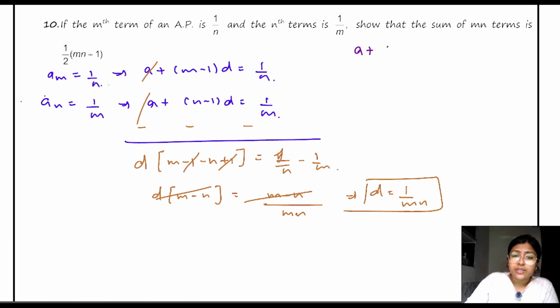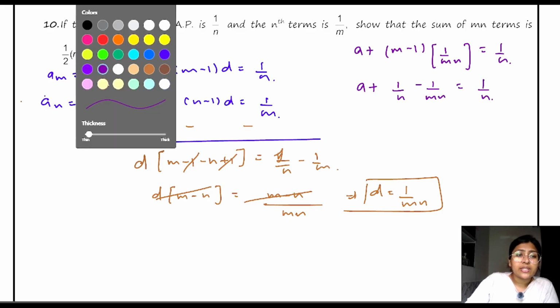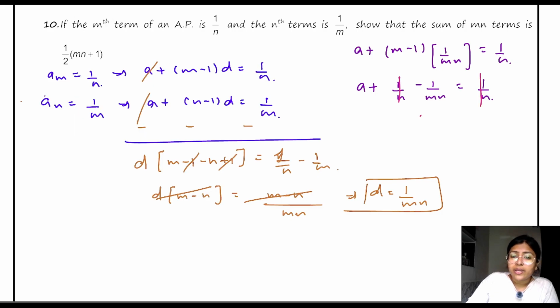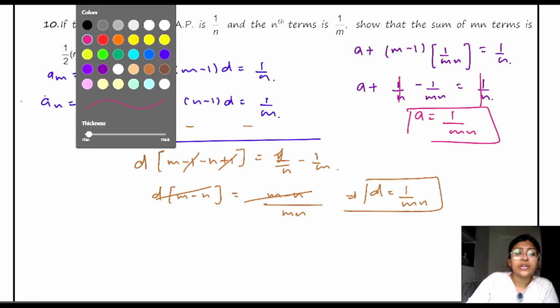So a plus (m minus 1) into d, which is 1 by mn, is equal to 1 by n. So a plus 1 by n minus 1 by mn is equal to 1 by n. Yes, now cancel the like terms, 1 by n, 1 by n. So the value of a is 1 by mn. We got the value of a. We got the value of d. What are they asking us to find out?